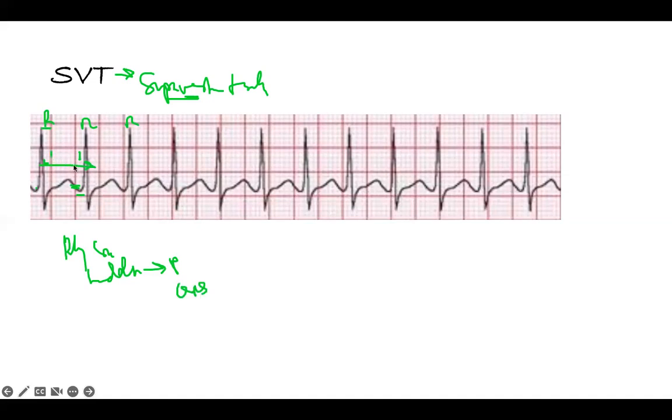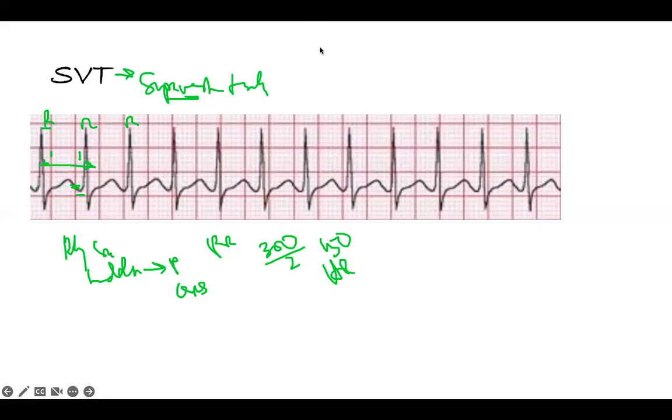And then you calculate your rate. There's only 2 bars. They did not tell you this is a 3 seconds rhythm. It's a 6 seconds rhythm. So I'm just going to use RR as my rate. So 300 divided by 2, so this is like 150. So his heart rate is 150. So I have a regular rhythm with a P wave that is buried, a QRS less than 0.12, and a rate of 150. This is supraventricular tachycardia.